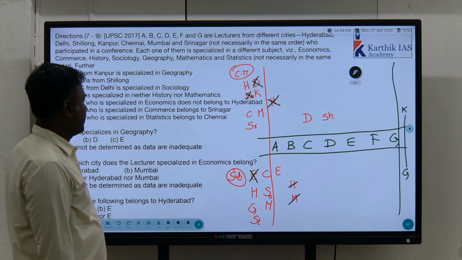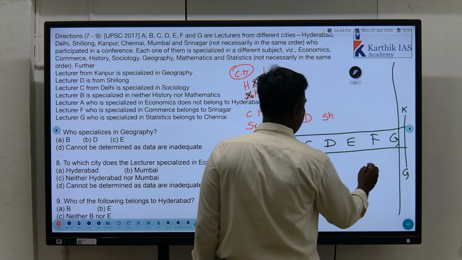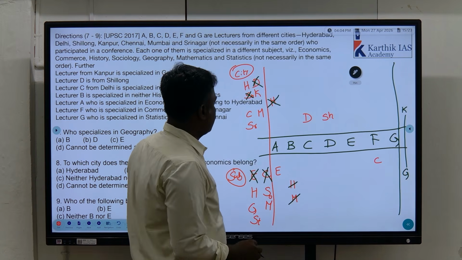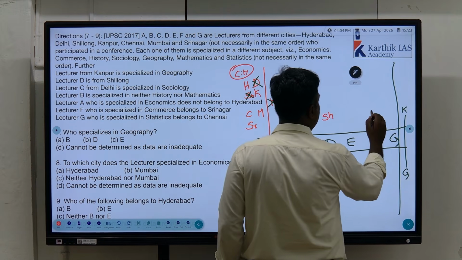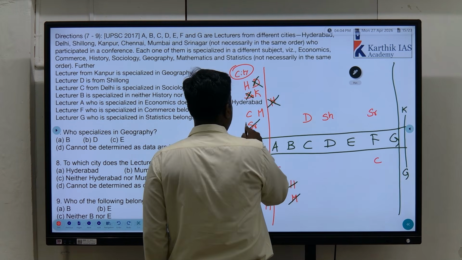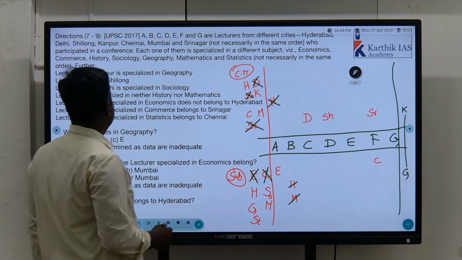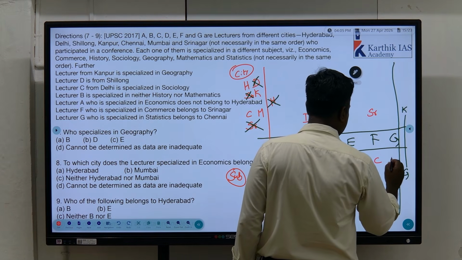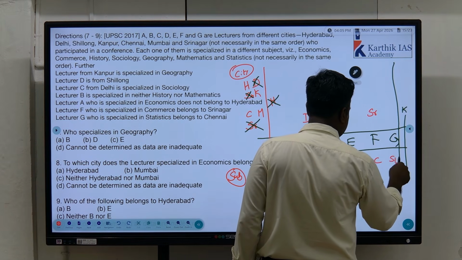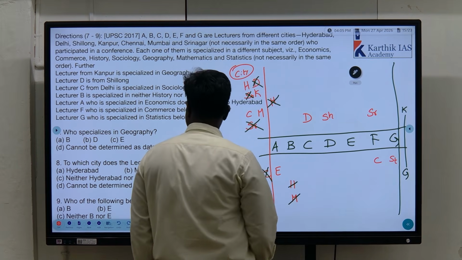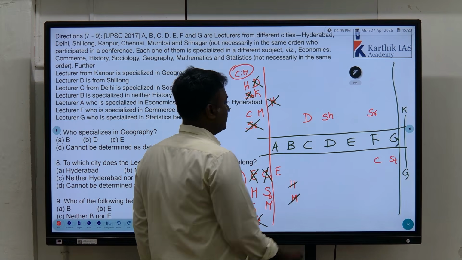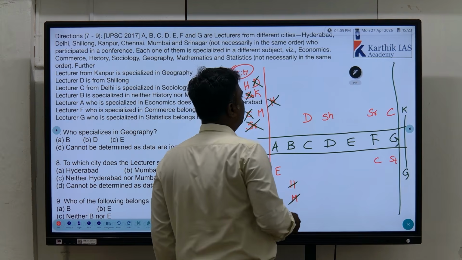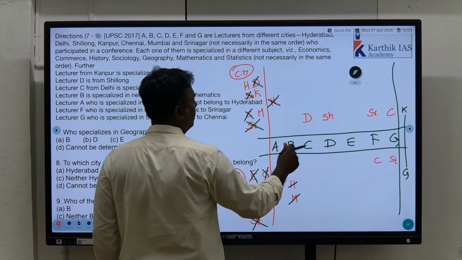F who is specialized in commerce belongs to Srinagar. So you put Srinagar here. You can cancel Srinagar. G who is specialized in statistics, cancel statistics, belongs to Chennai. G belongs to Chennai. So 4 cities we have confirmed, and the K also you can't.